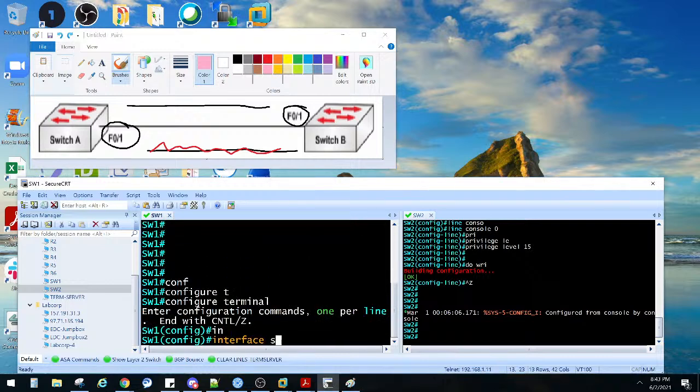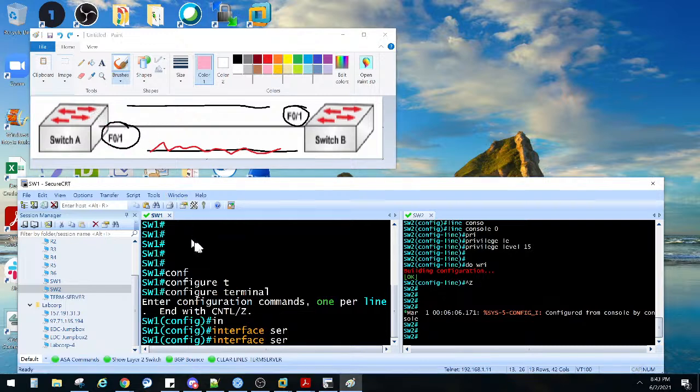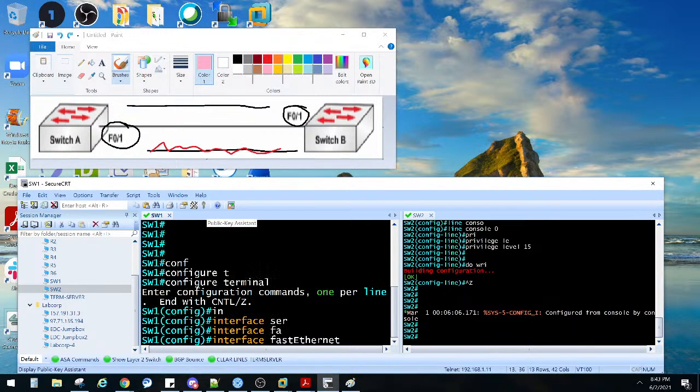I'm gonna go to global config mode, interface FA. Remember, I'm on this side right now, right? FA, let's put serial. FA 101.